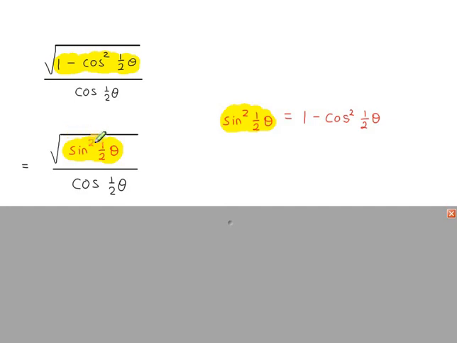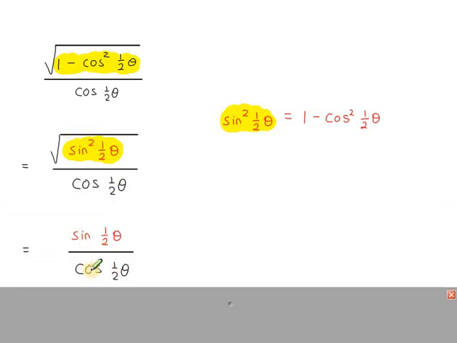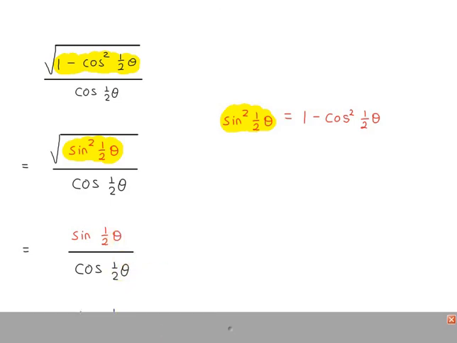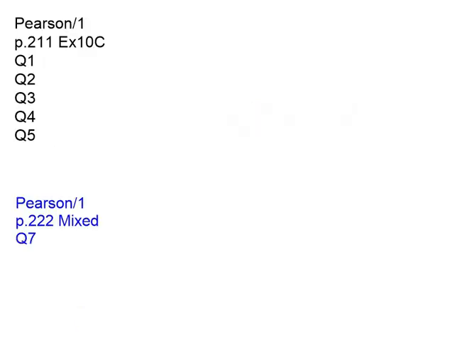Now the square root and the square will cancel, and sine over cos with the same angle there is equal to tan, so we have tan half theta. So this fraction simplifies to tan half theta. For practice, try these questions.